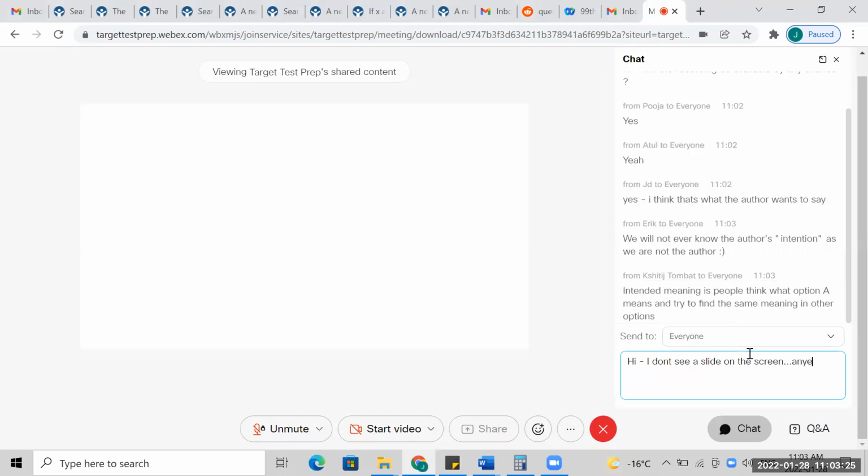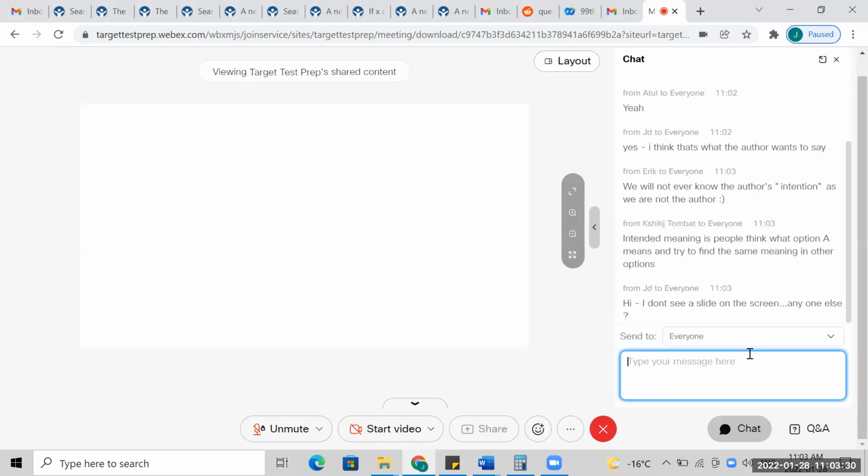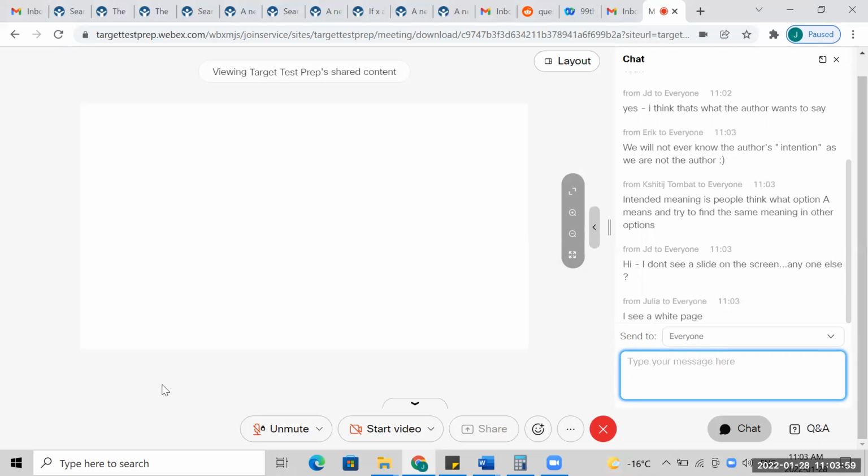And here's the deal. Intended meaning is people think that what the first option means, they try to mean the same meaning in the other option. Does that concept really make sense? And here's my question. What if the first version has a crazy meaning? Should we then look for that meaning in every other version? How's that going to make sense? How's that going to work out?